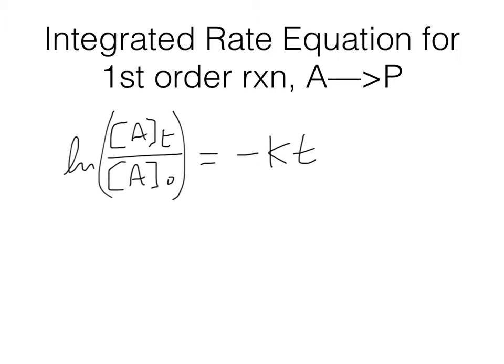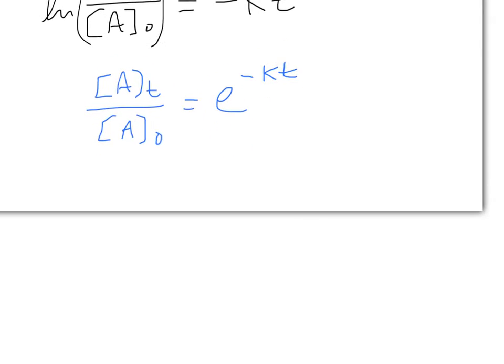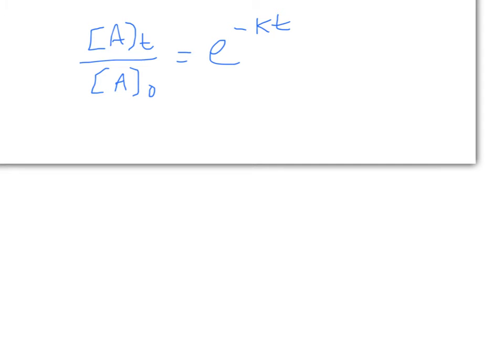If we wanted to, we can actually get rid of the logarithms. Sometimes this form is more useful. So we can anti-log each side, and anti-logging a log just gives us whatever we were logging in the first place. And if you remember, the anti-log of the natural logarithm is e to the power. And so we can rearrange this expression and show that the ratio of A at time t over the original concentration of A is e to the minus kt.